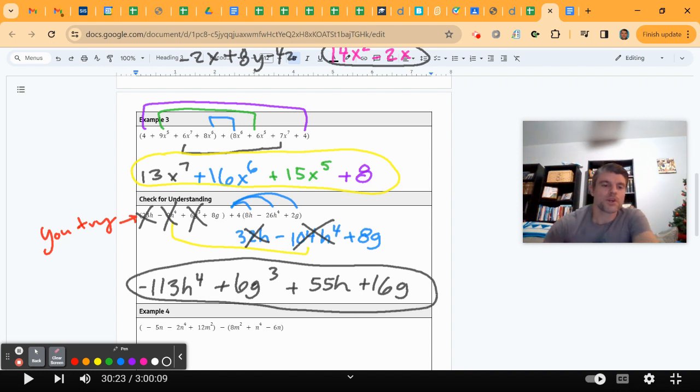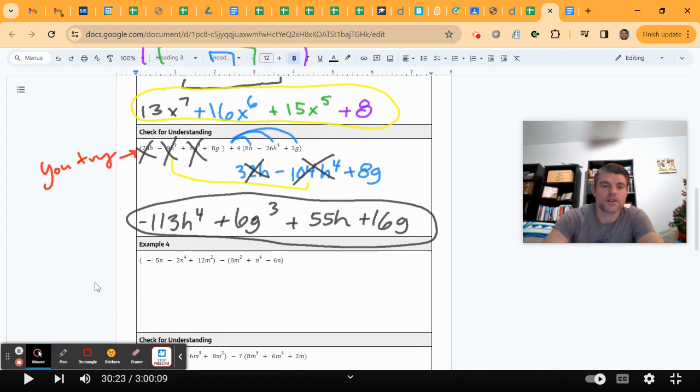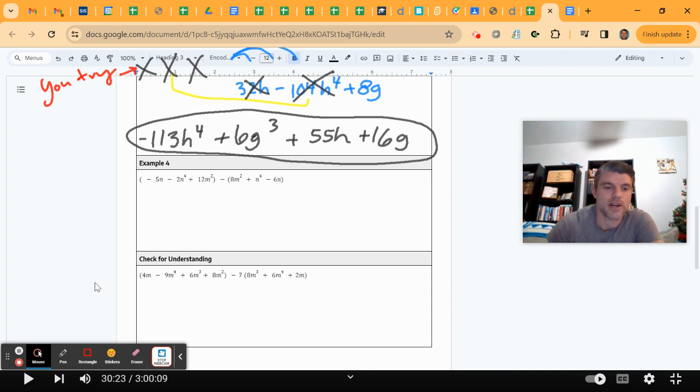All right, example 4 is very similar. All you have to do is distribute that negative first. So I'll help you with that part, and then you can do the rest. When you distribute that negative, it's going to change all of the terms in the parentheses. This is going to be negative 8m squared. This is going to be negative n to the fourth, and this is going to be positive 6n. So this is going to be what you combine. I'll put the answer up.